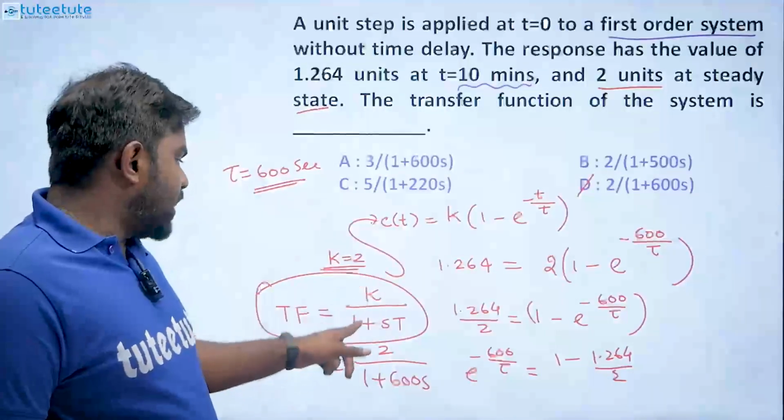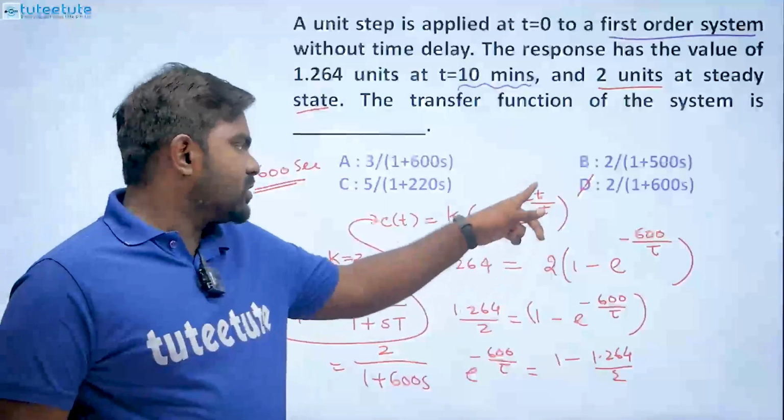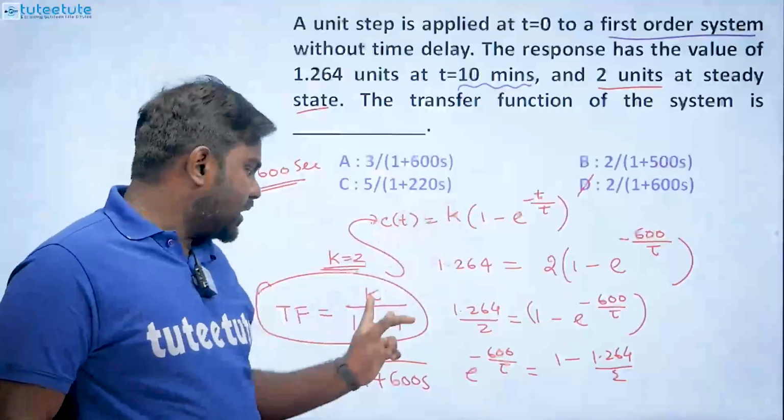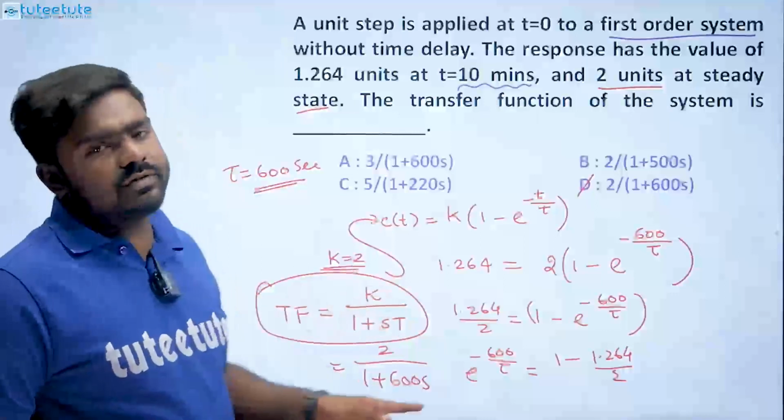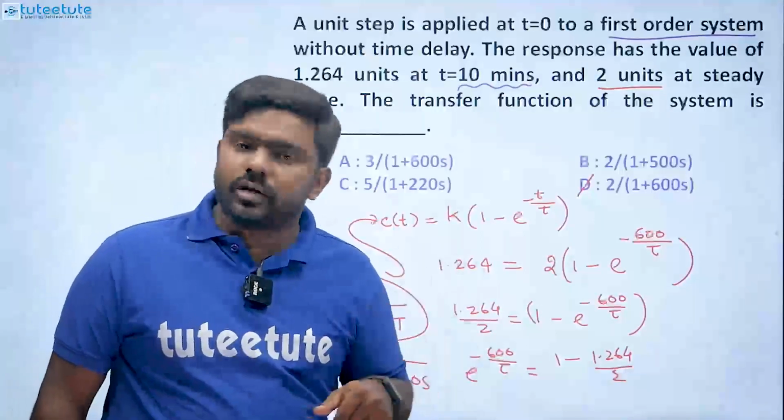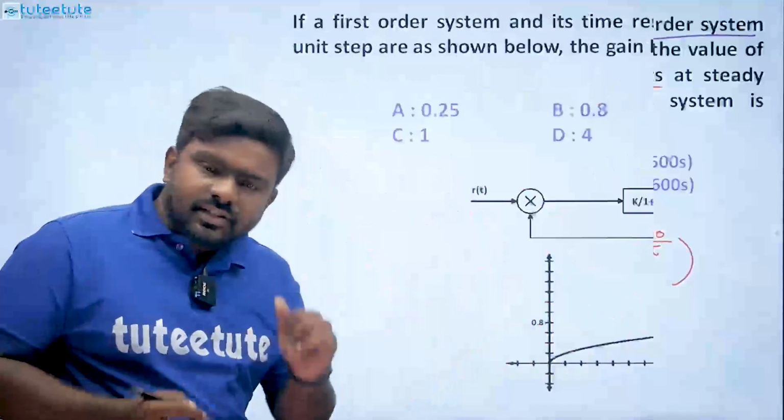Okay, if it is 1 by 1 plus s tau, then the step response would be 1 minus e raised to minus t by tau. If k is there, then you can add that k in the transfer function also, because that would be a constant parameter. Is that clear? Next question.